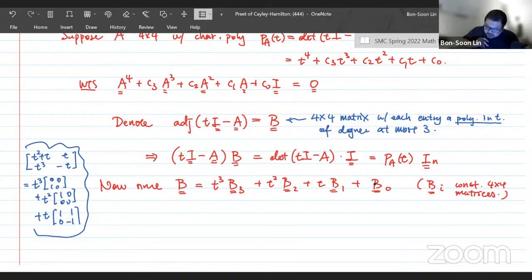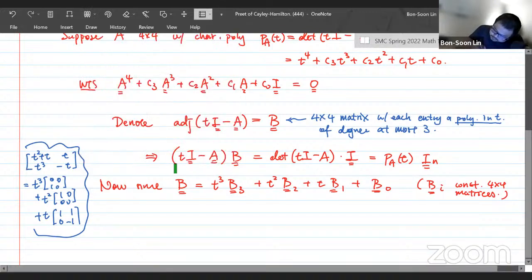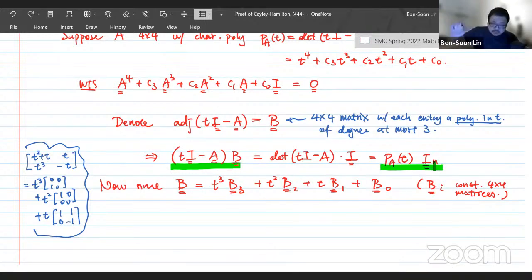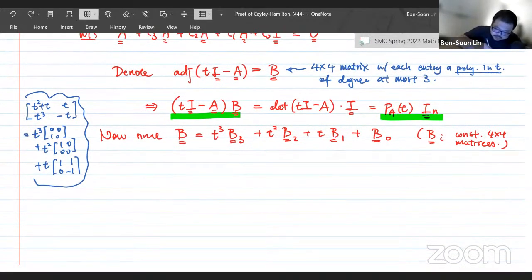And now comes the game. The game is matching terms. We're going to stare at this equal to this, and we're going to match powers of T, a classic trick in algebra and calculus, or in math in general. So let's see what we get. Let's do it.